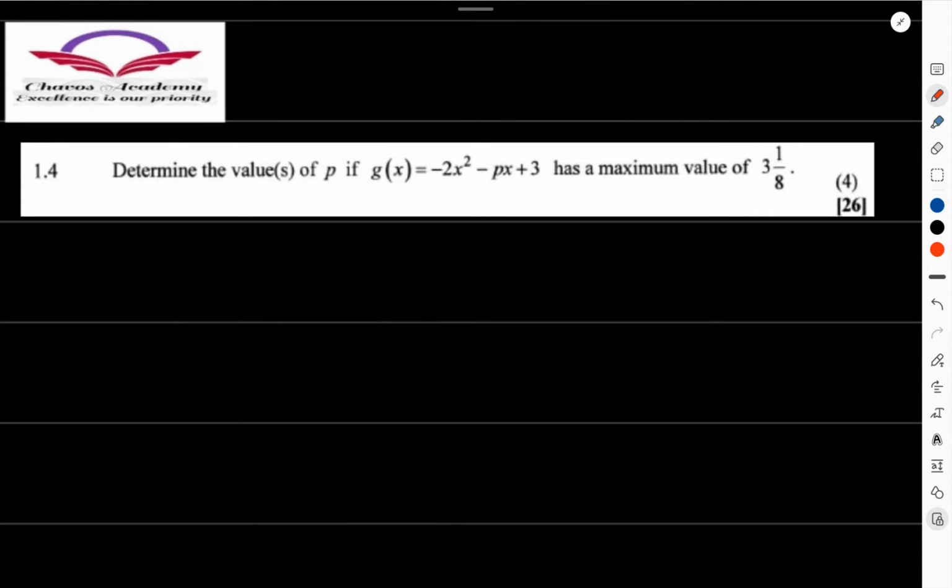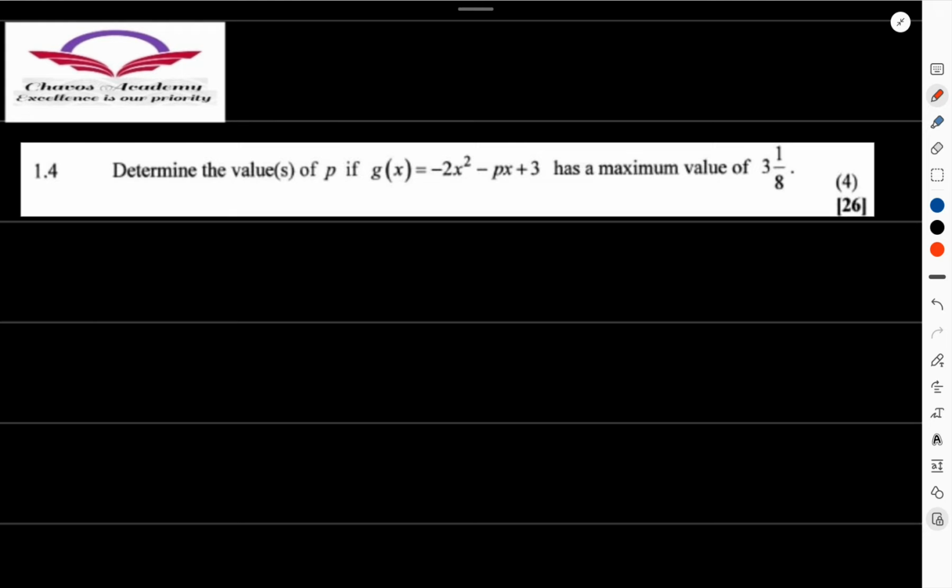Hey guys, let's look at this small question. As you can see there, I think it has to involve the completion of the square. We have to determine the values of p if g of x, given there, has a maximum value of 3 whole number 1 over 8. So how can we do this?